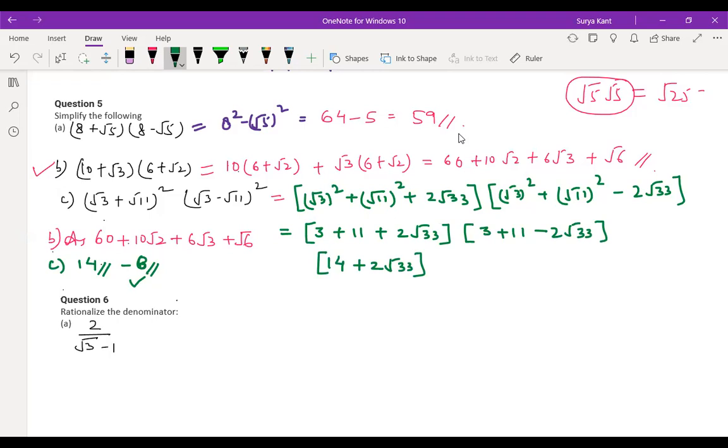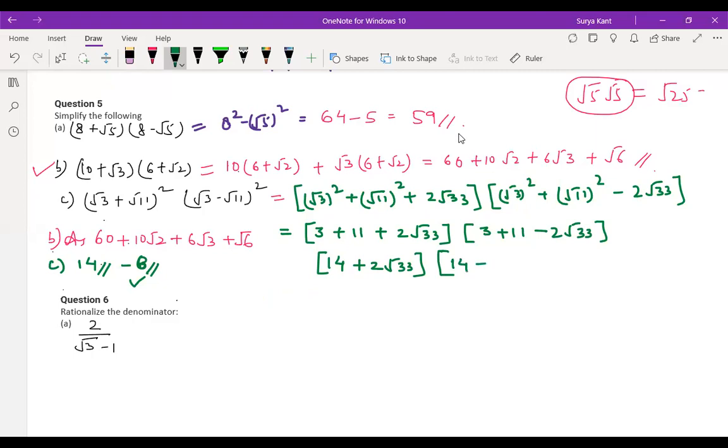Okay, you can do that also. A square minus B square you can do by this method also, it will come the same. A plus B into A minus B you can use. Now this is a more easier method. First you do this one.